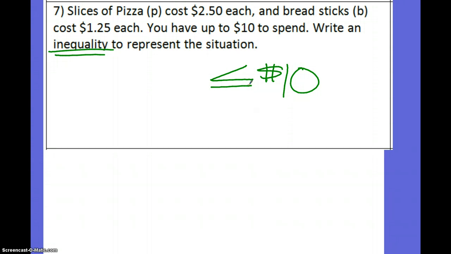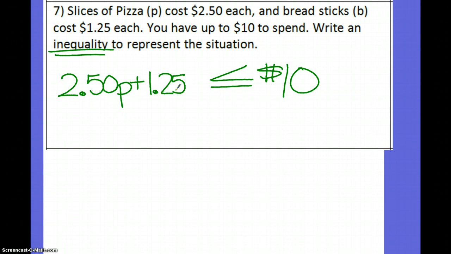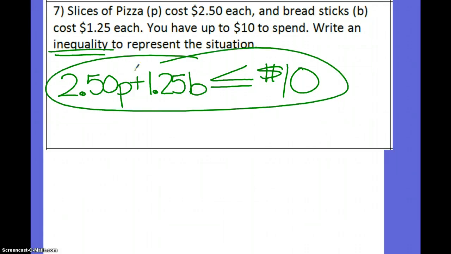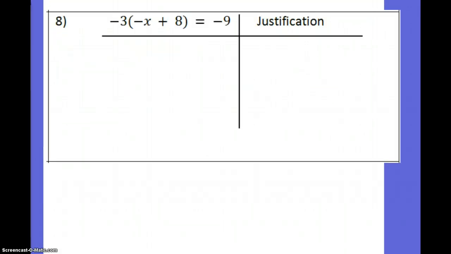And slices of pizza is $2.50 each. So if I buy one, that's $2.50. Two, $2.50 more, $2.50 more, $2.50 more. So I'm going to have $2.50 times P, the number of slices I get, plus $1.25. And again, breadsticks, they're $1.25 each. You don't know how many breadsticks you're buying, so $1.25 B. That's the inequality done. That's all you need to write out.